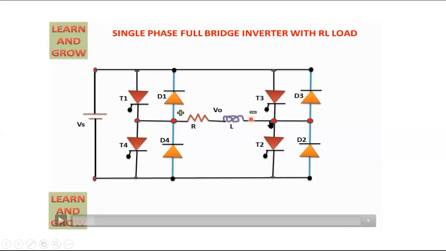How many SCRs does it have? 4 SCRs. And how many diodes? Diodes are connected in anti-parallel. T1 and D1 are connected in anti-parallel, that is, anode is connected to cathode, and here also cathode is connected to anode. So what is our aim? We have to send which current to the load? We have to send the AC current, or bidirectional current.